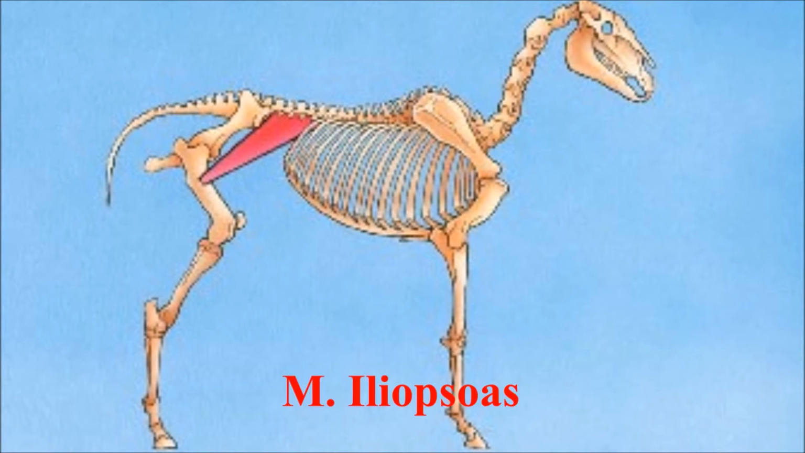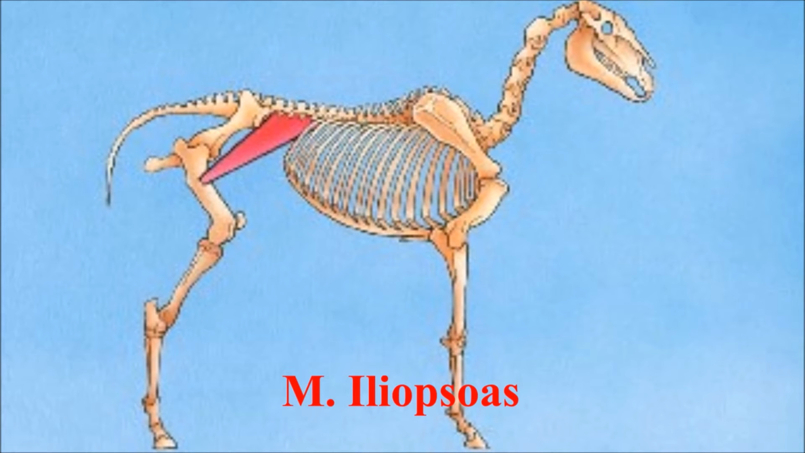M. iliopsoas originates on the ventral aspect of the lumbar vertebrae, the ilium, and the sacrum. It inserts along the lesser trochanter of the femur. It is important for flexion of the hip and is made up of 2 muscles, the M. iliacus and the M. psoas major.